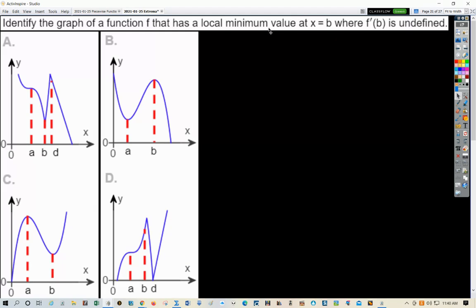Okay, now what about this one? It's got a local minimum at x equals B where f prime of B is undefined. So what's that telling us right there? If f prime of B is undefined, what's that telling us? David, what's that telling us? It's a point. Good. It's going to be a sharp peak or a sharp valley. In this case, it's going to be a sharp valley because it's a minimum. So where do we get a sharp valley at B? Right there. That'd be A, wouldn't it? Okay.